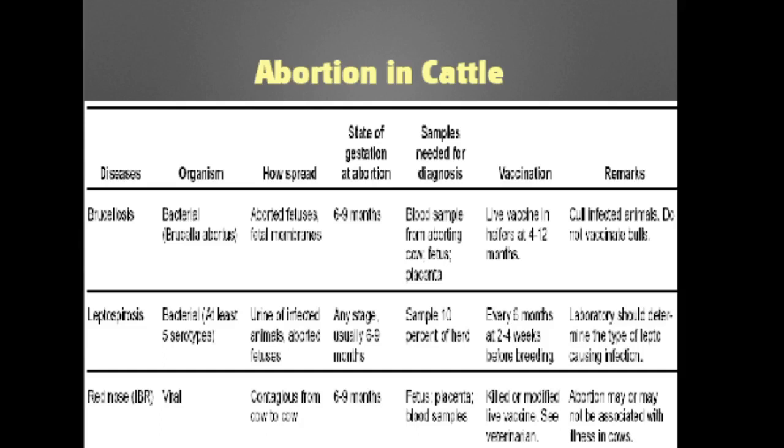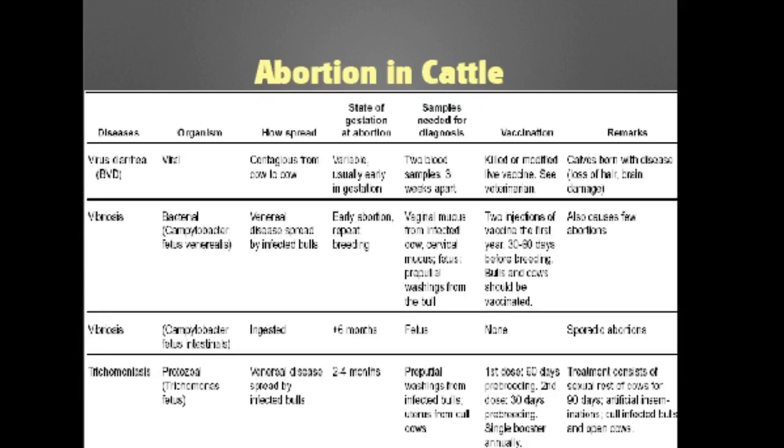For the next disease, which is red nose, it's a viral disease. It's contagious and is passed from cow to cow. The abortion occurs at 6 to 9 months, and for diagnosis, we should be collecting the fetus, placenta, as well as blood samples. For vaccination, it's either a killed or modified live vaccine, and the abortion may or may not be associated with illness in cows.